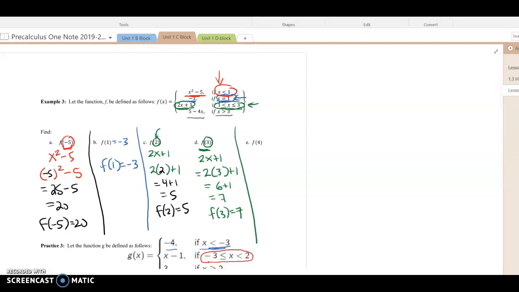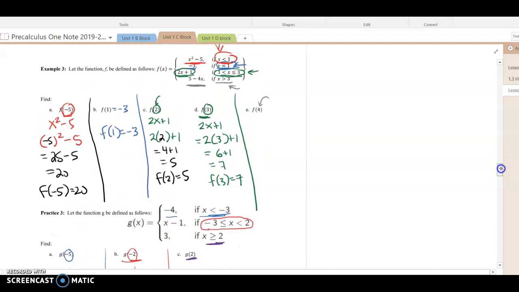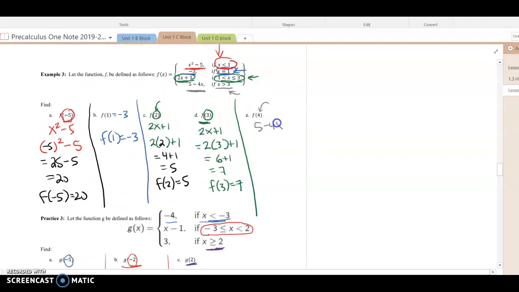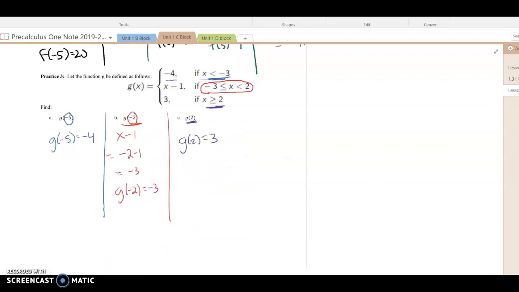Now the last one is f of 4. Since our last domain restriction is x is greater than 3, 4 falls in that category. So that function means 5 minus 4x. So 5 minus 4 times the parenthesis. That parenthesis is whatever's inside there, in this case 4. So it's 5 minus 16, which is negative 11. So f of 4 is negative 11. Now do practice 3, pause the video, and then check your answer. Here's the answer to practice 3.